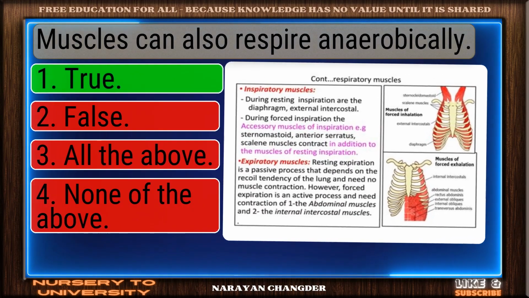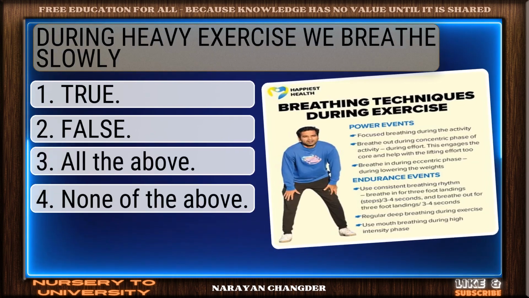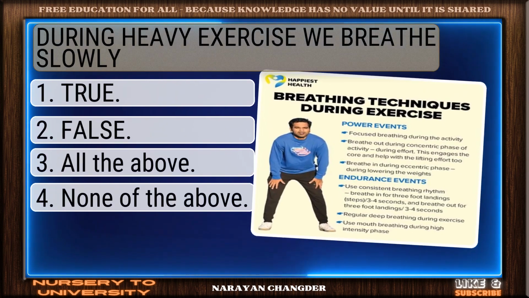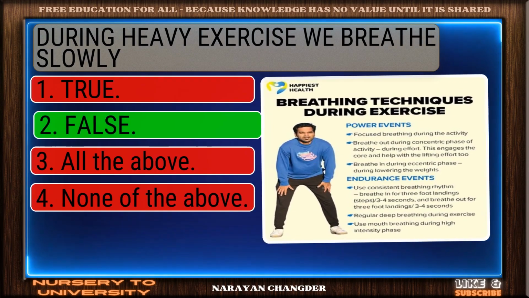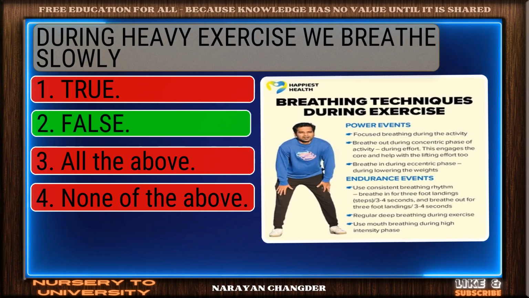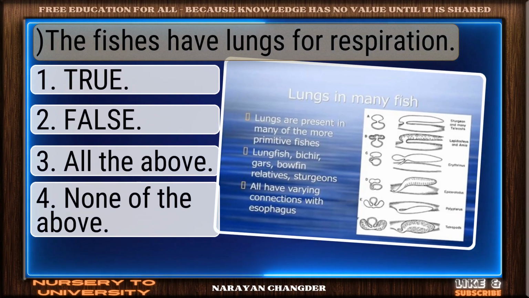Nice selection. True is the correct and valid answer. Question number 131. During heavy exercise, we breathe slowly. Solid response. False is a valid choice. Question number 132. The fishes have lungs for respiration.